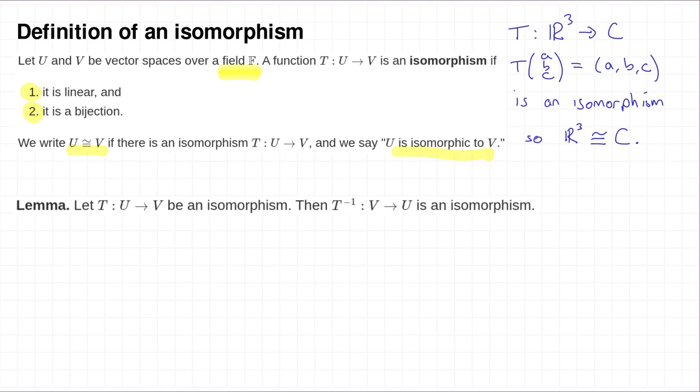We're going to prove a lemma about isomorphisms, which tells us that the notion of two vector spaces being isomorphic is symmetric. It will tell us that if U is isomorphic to V, then V is isomorphic to U. What the lemma says exactly is that if T from U to V is an isomorphism, then its inverse function, which exists because an isomorphism is a bijection and bijections are invertible, is also an isomorphism of vector spaces.